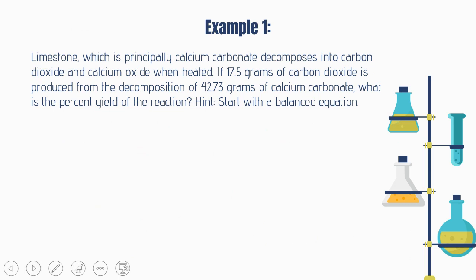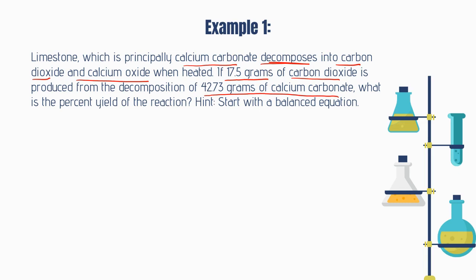The first one is talking about limestone, which is calcium carbonate, and it says calcium carbonate decomposes. Remember, decomposition reaction is when you start with one reactant and break it into two or more products. So calcium carbonate decomposed into carbon dioxide and calcium oxide when it's heated. Then it says you have 17.5 grams of carbon dioxide. It's produced from the decomposition of 42.73 grams of calcium carbonate. What is the percent yield of the reaction? Hint, start with a balanced equation.